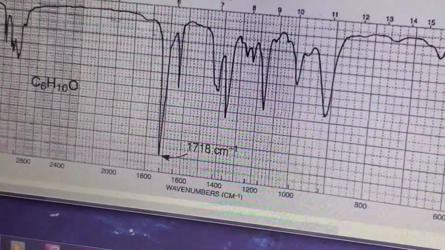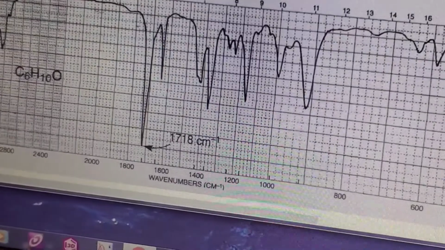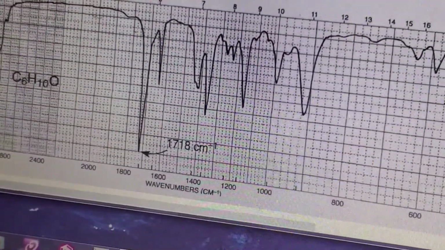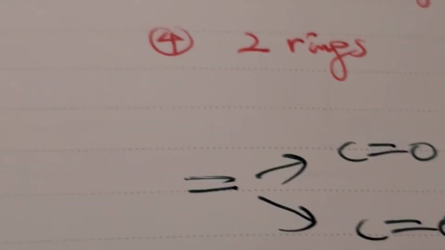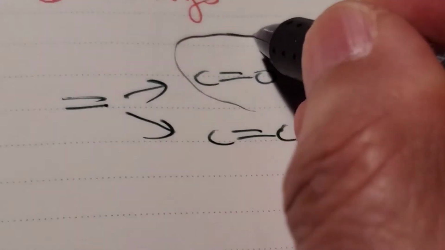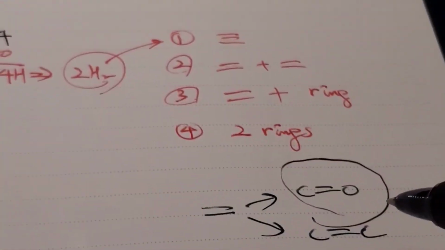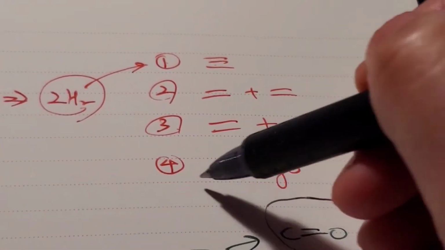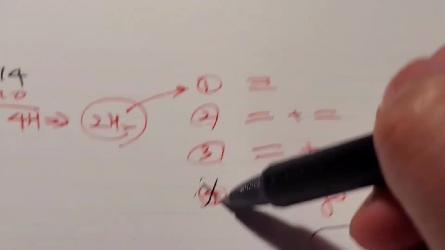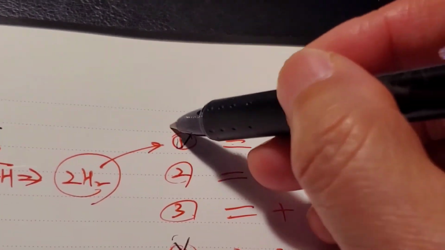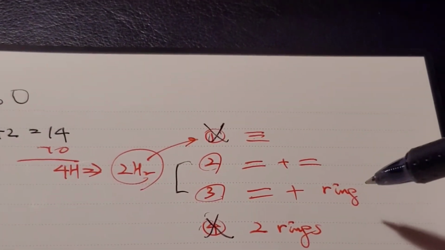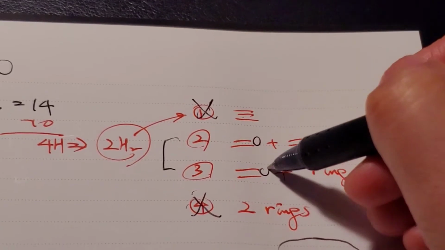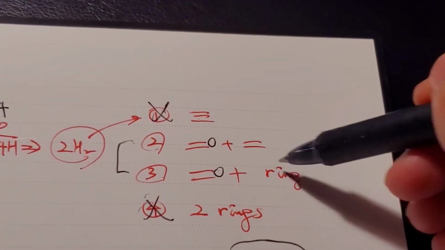If you remember, 1718 is a regular carbonyl group. So you have a CO double bond. So at least you have one double bond. So it could not be 4, right? You rejected it. Number 1 was already rejected. So it could be one of these two cases, but we know one of the double bonds is already the CO double bond. So let's figure out the other two.